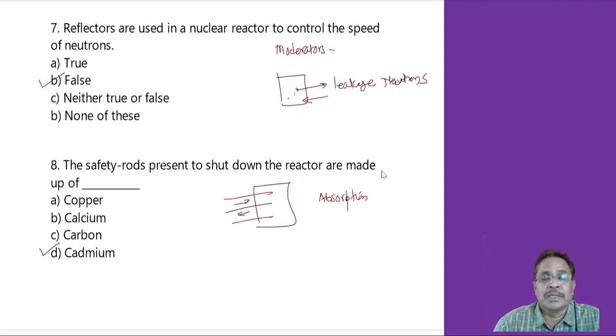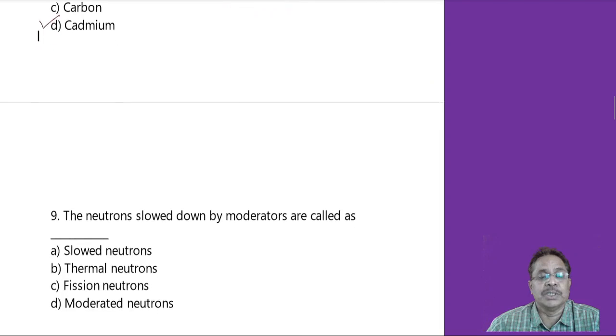Cadmium has a very high reaction cross section with fast moving neutrons, therefore it can easily absorb them, and thereby the rate of the reaction can be controlled. Or even if we want to stop the reaction, we pull these rods well inside the core. Most of the neutrons created in the earlier fission reactions are absorbed, and then the reaction completely stops. So cadmium is the correct option for question number 8.